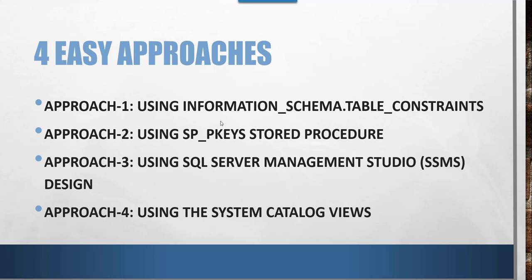And the second approach is we can also execute a stored procedure named sp_pkeys to retrieve the primary key details. And the third approach is we can use the SQL Server Management Studio design approach to get the primary key details. Now the fourth approach is we can use the system catalog views. We can query the system catalog views to get the primary key details.